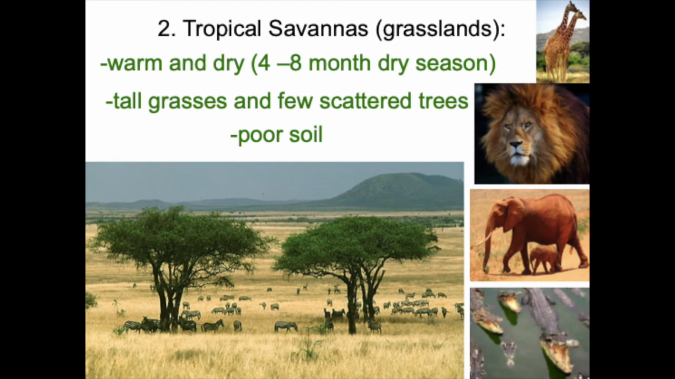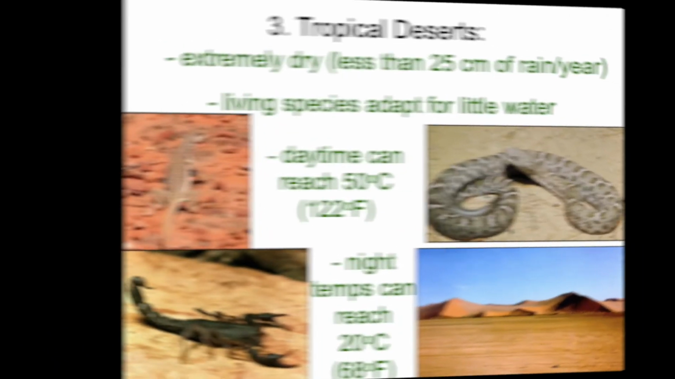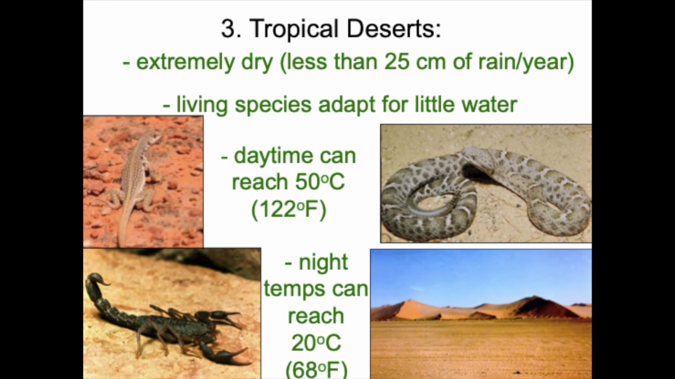We also have tropical savannas, warm and dry, tall grasses, few scattered trees, and poor soil. We also have tropical deserts, extremely dry. There are species that are adapted for little water, and the daytime can reach 50 degrees Celsius, and the nighttime temperatures can go all the way down to 20 degrees Celsius.